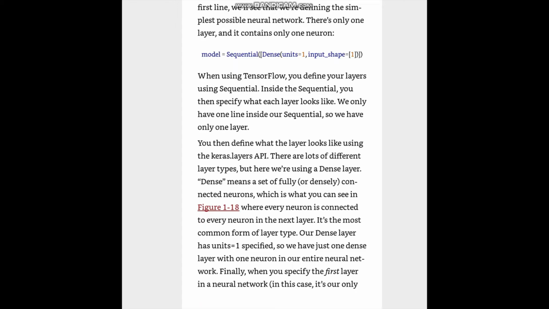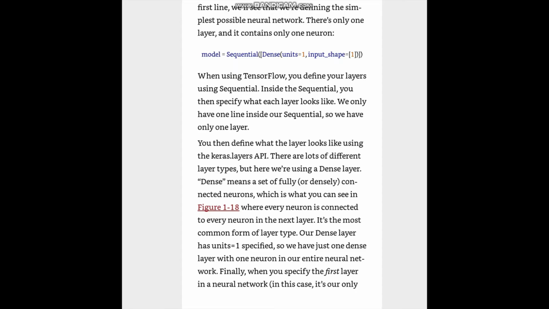We only have one line inside a sequential, so it means we have only one layer. We're using just one layer because our inputs and outputs are very simple. We don't have much data to work on, so one layer would do it. Then you define what the layer looks like using the Keras API. So the Keras.layers API is used to define how our model looks, how each layer we are using looks.